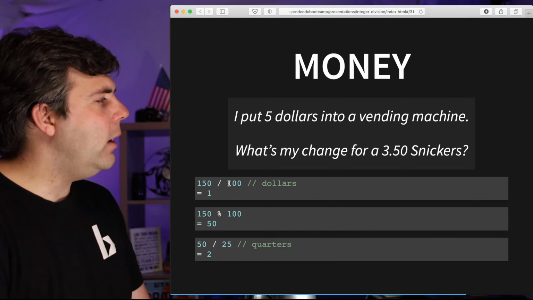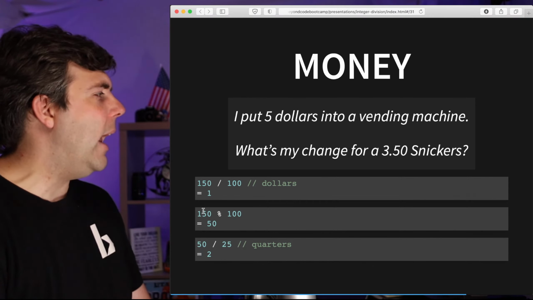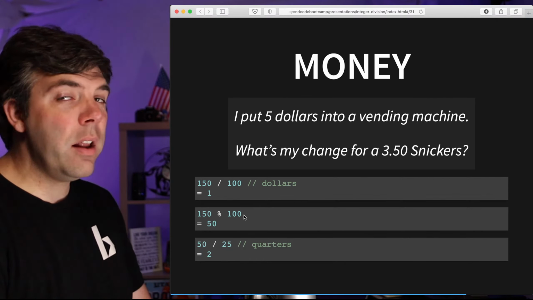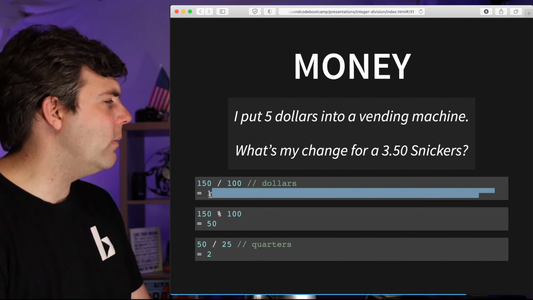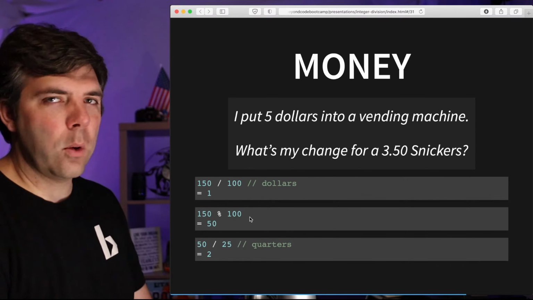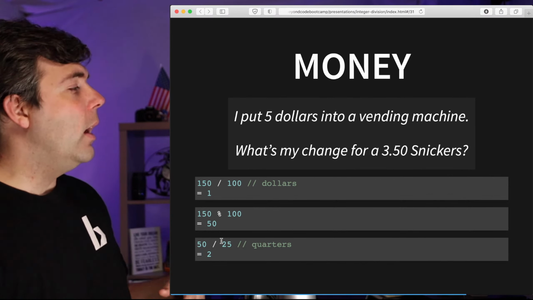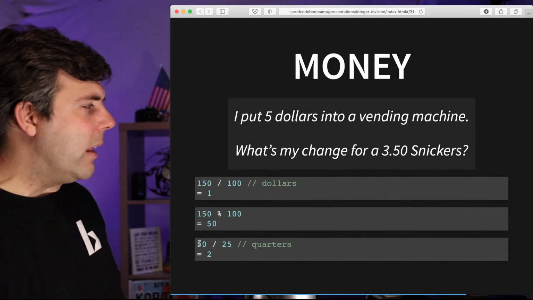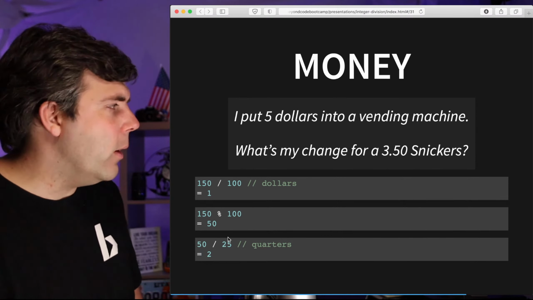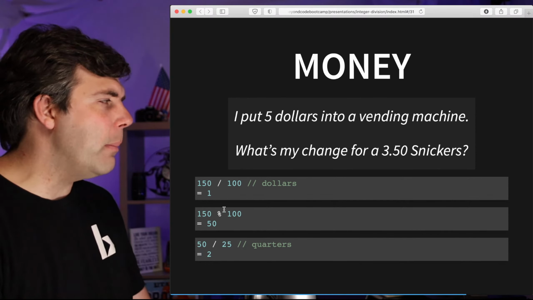So $1.50 divided by $1 is going to give me 1. And $1.50 mod $1 is going to give me 50. So that's the total number of pennies. Now, if I take that and I divide by the number of quarters, then I get 2. And if I were to mod 50 by 25, I would get 0. So there is a remainder of 50 cents when I'm dividing by dollars, and there is no remainder when I'm dividing by quarters. And then there's also cryptography.